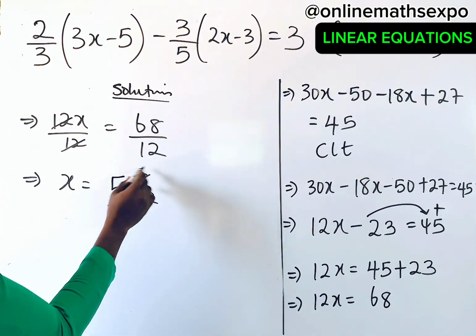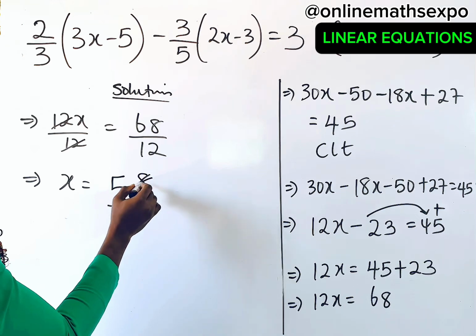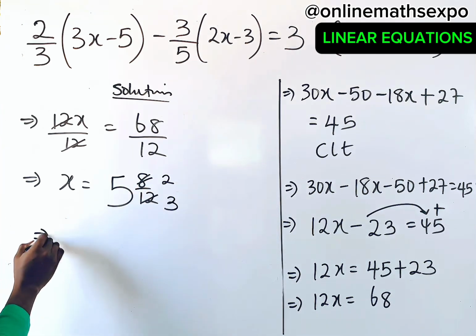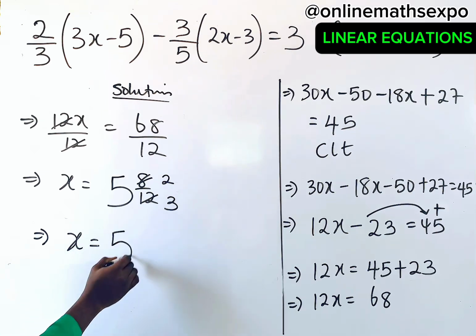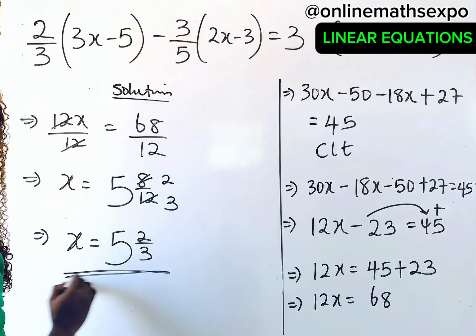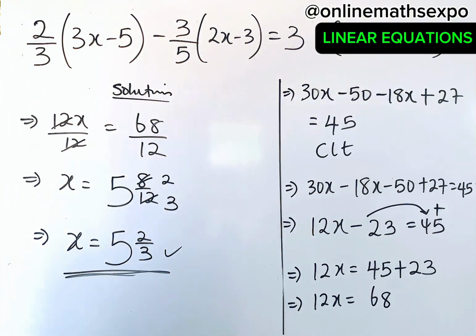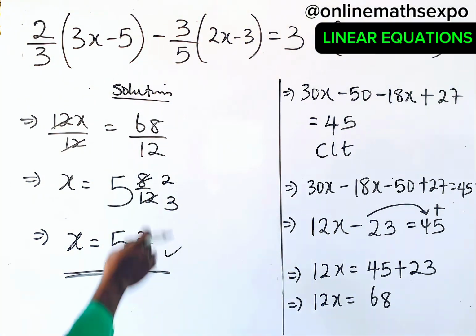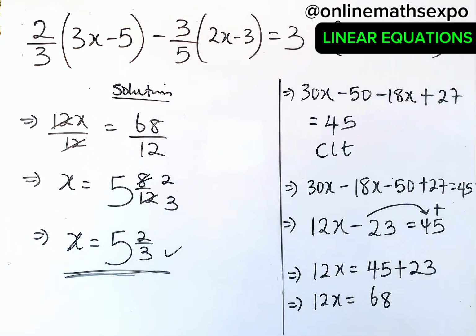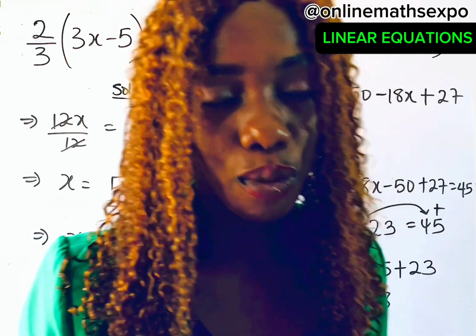Now we can reduce this fraction. 4 will go here to give us 2, and 4 will go here to give us 3. So we have x is equal to 5 whole number 2 divided by 3. This is our answer in fraction. You can also do it in decimal. Just use your calculator, put this in, and whatever value it gives you in the calculator, you put it down.